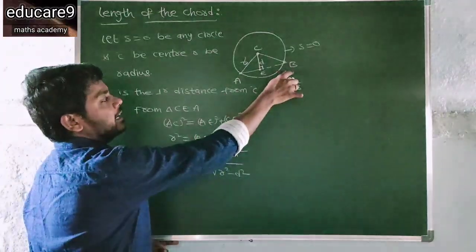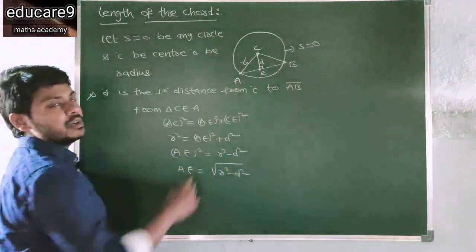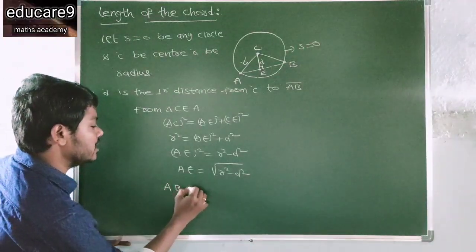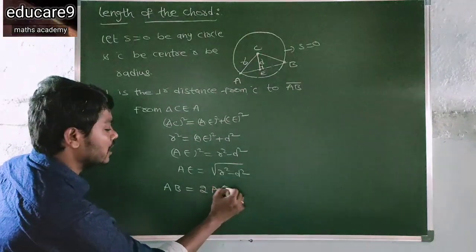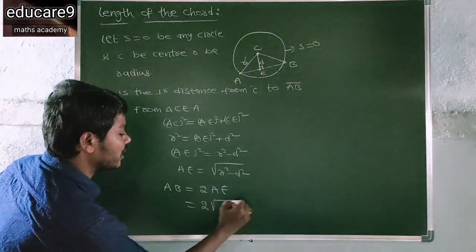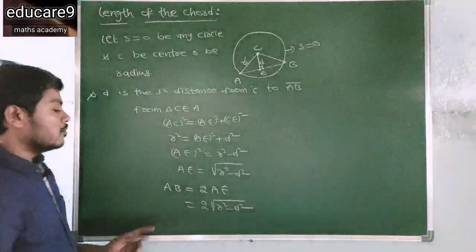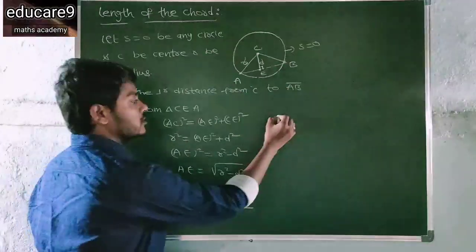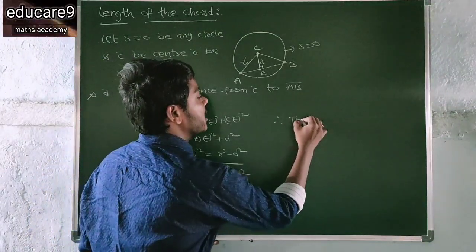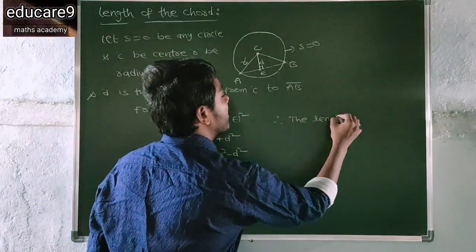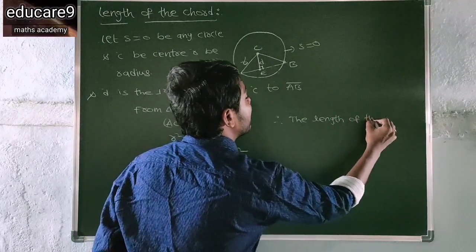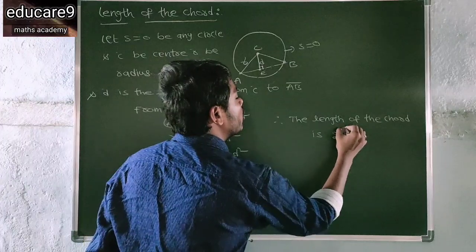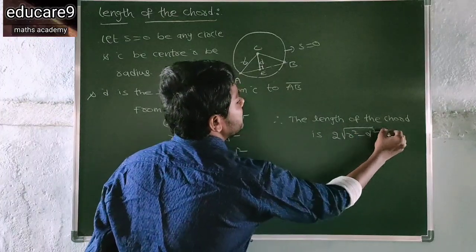See here, AB can be written as 2 times AE because E is the midpoint of AB. So here AB is equal to 2 times AE, that is 2 times under root of R square minus D square. But what is AB? AB is the length of the chord. So therefore the length of the chord is 2 root of R square minus D square.